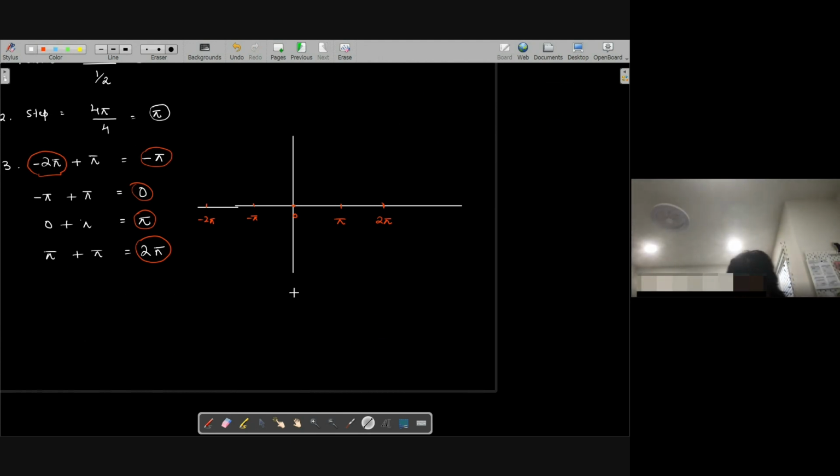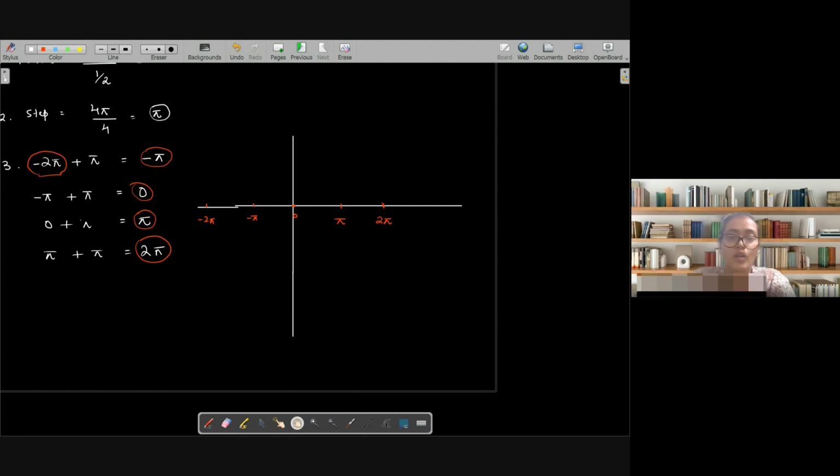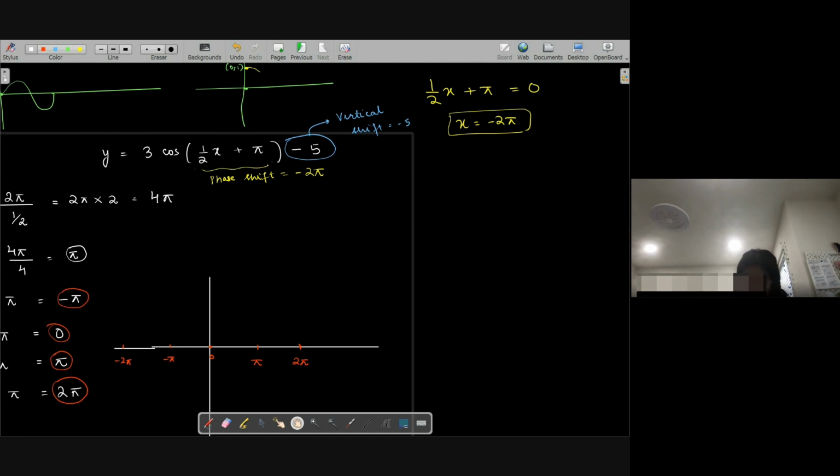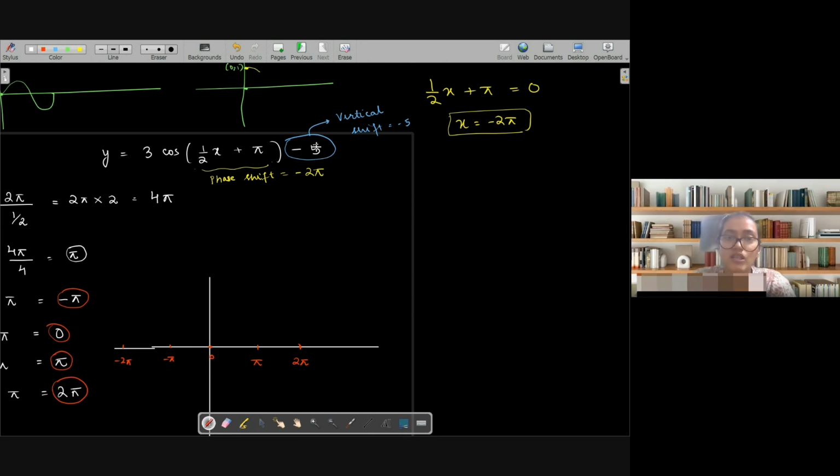So then, is our midline going to be at -3? No, the midline will be at negative 5. Oh, okay. So we have to draw a lot more, like until 8 or something. Yeah. So this is your midline. So the graph shifts to negative 5.